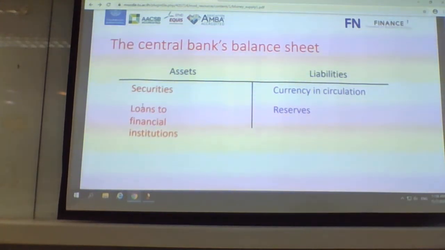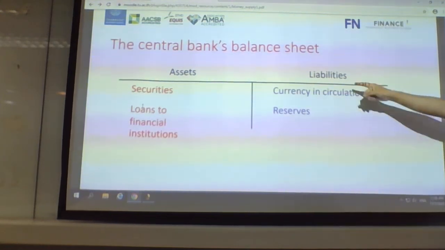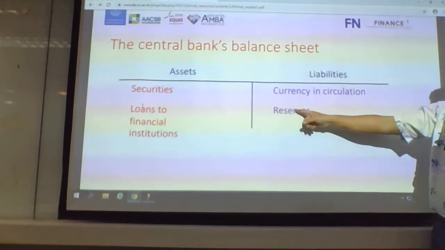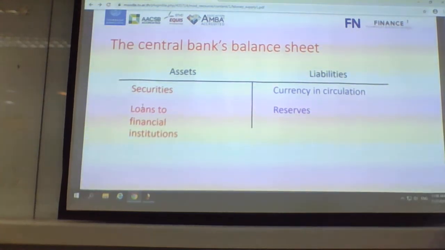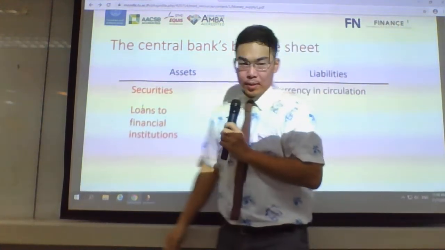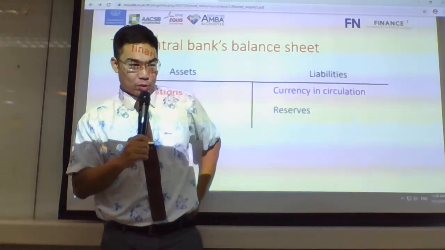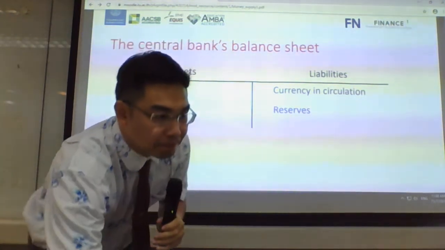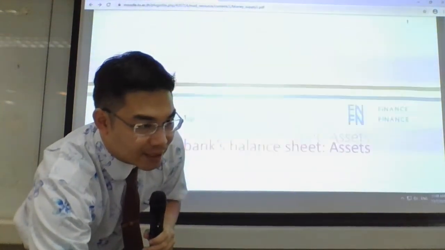We can use capital letter C to stand for currency, and for this one, we can use capital letter R to stand for reserve. These are also important items to the central bank. This one I will skip because I just talked about it already.